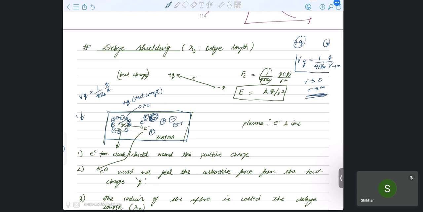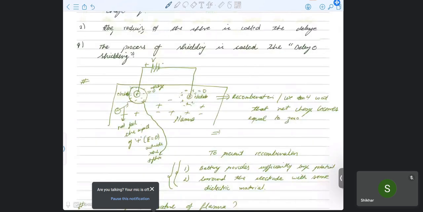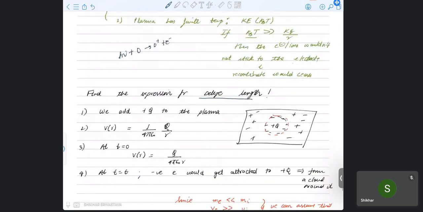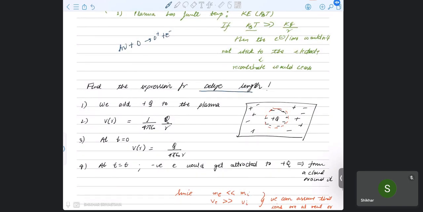But if you introduce the same charge inside a plasma, the dynamics is different. There is a particular length, called the Debye length, up to which the charge exerts its Coulombic influence. Outside that, the Coulombic attraction would not be felt by any other charge. So this is the significance of Debye length. I was trying to derive the expression for Debye length, and then I will derive the Debye potential. For that, I have taken a plasma and introduced a test charge plus q into it.